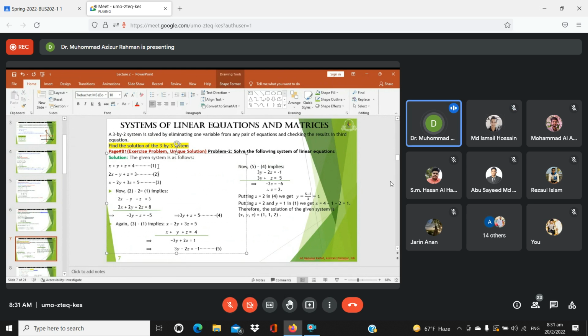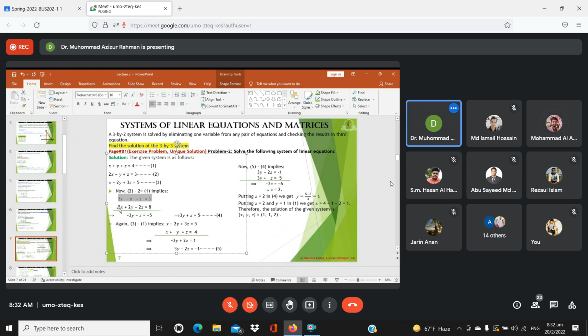Yes. If we multiply equation 1 by 2, we'll get 2x plus 2y plus 2z equals 8. And keep equation 2 the same, because we already have the 2x here. Then we subtract. If we subtract, then 2x and 2x cancel, right?